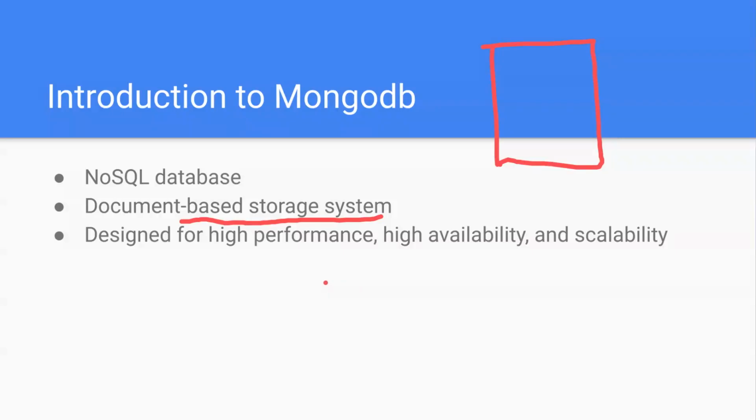NoSQL was introduced because SQL databases have scalability issues that create problems when you have 1 million requests per second to perform write or read operations on the database.